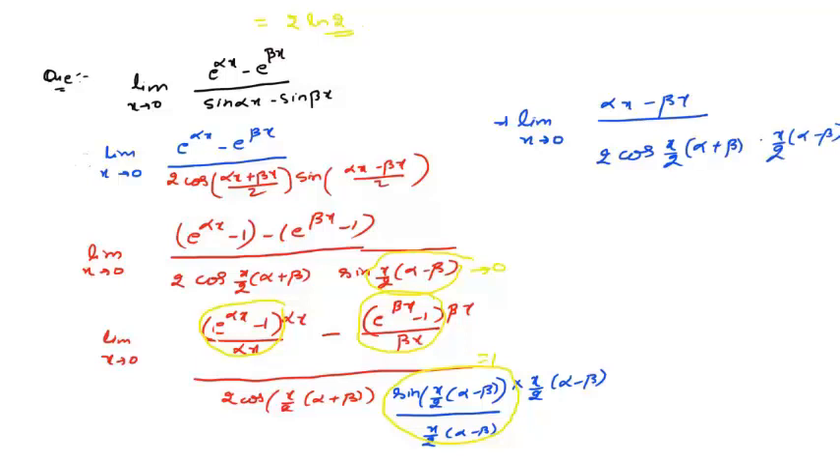Now in numerator if we take x common, we can write this as (alpha minus beta) whole into x. In denominator we are having (alpha minus beta) whole into x. So this alpha minus beta, this x, this alpha minus beta, this x will get cancelled out. This 2 and this 2 will also get cancelled out. Finally substituting the value of limit, we have 1 upon cos of 0, and cos of 0 is 1. So this value will finally come out equal to 1.